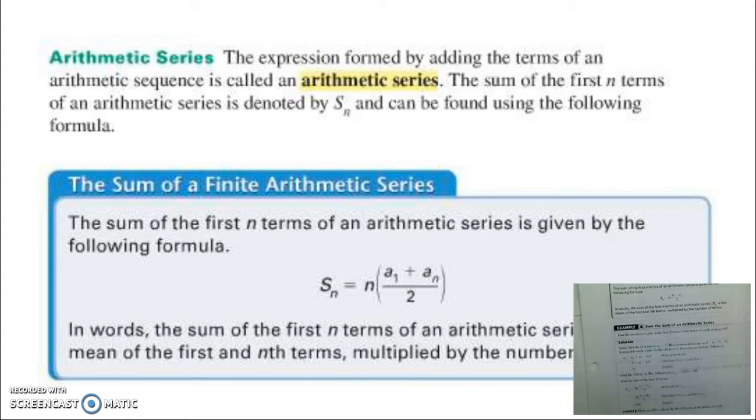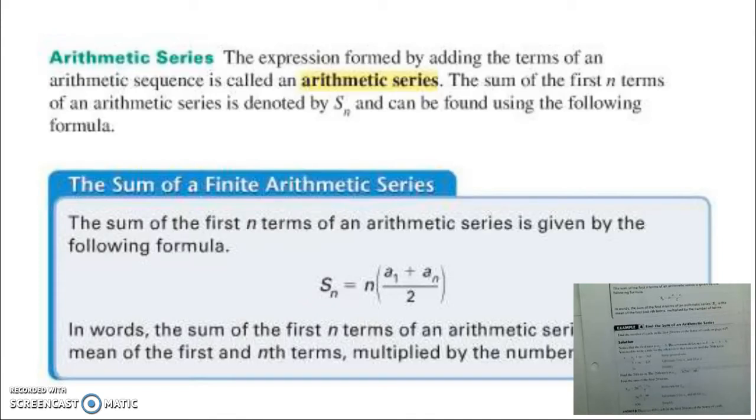So we talked about sequences. We also talked about series. Sequences are strings of numbers. A series is a sum of those strings of numbers. So the expression formed by adding the terms of an arithmetic sequence is called an arithmetic series. And so if we're adding up the first n terms of a series, we've got a formula for that. We call that S sub n. So the sum of the series of the first n terms, and this is the formula.